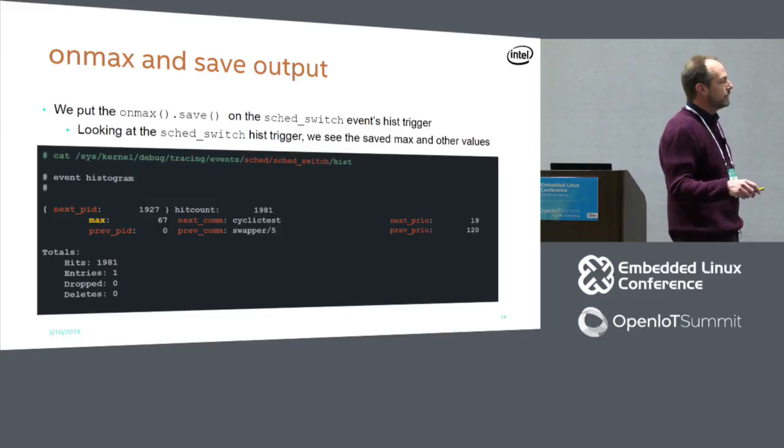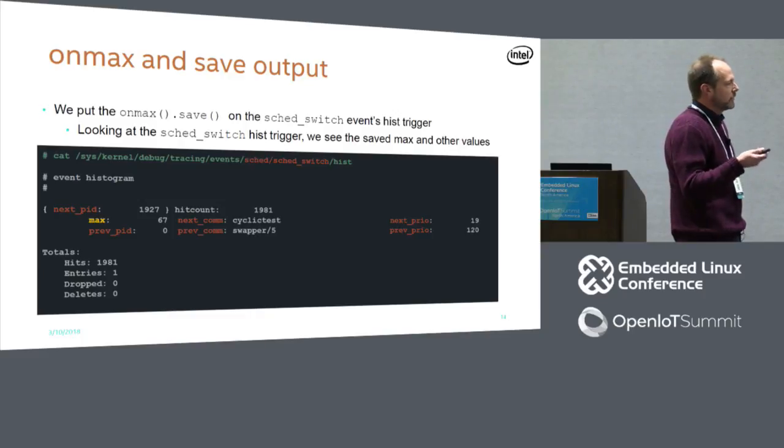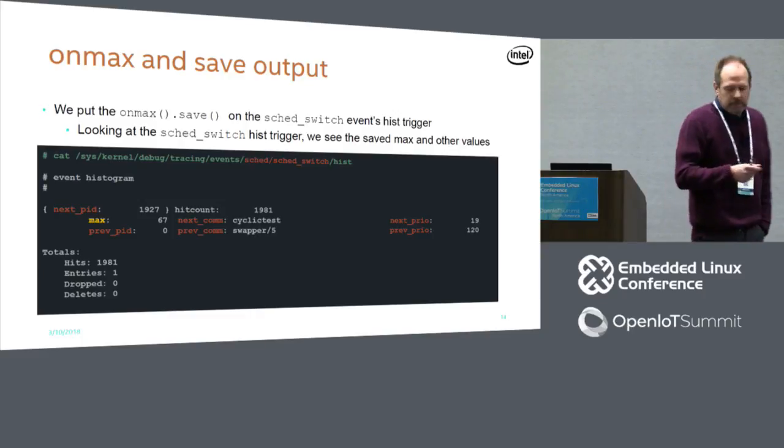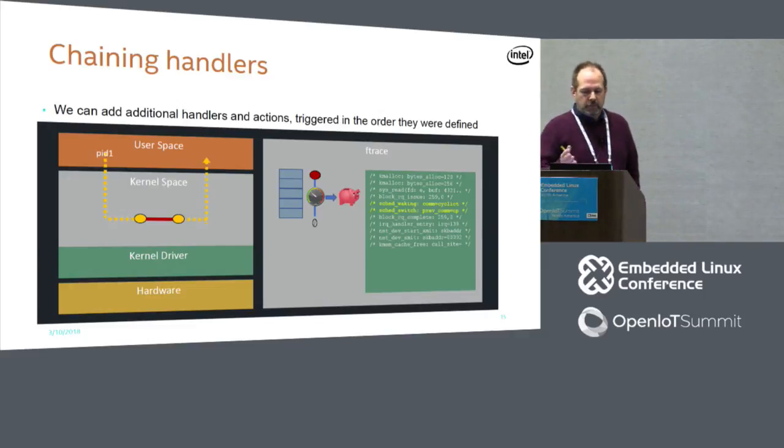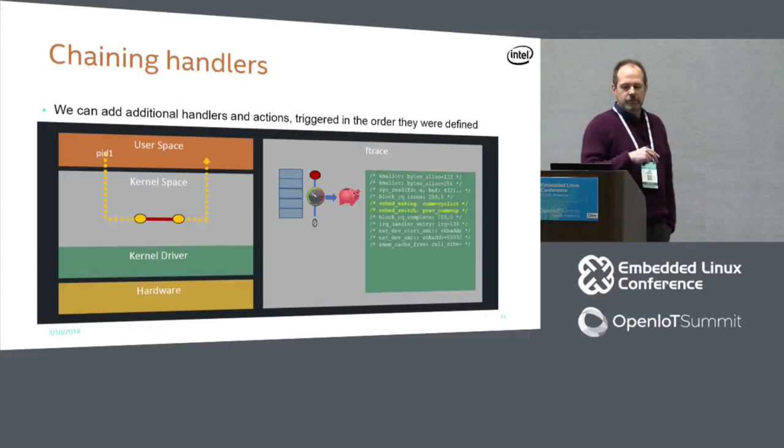And presumably we're telling it to save variables that will help us determine the source of, let's say, a high latency. You might want to look at the previous process and its priority. Maybe there's something going on with that particular process that you can then go take a look at. So that's useful, but you can actually do much more than that.